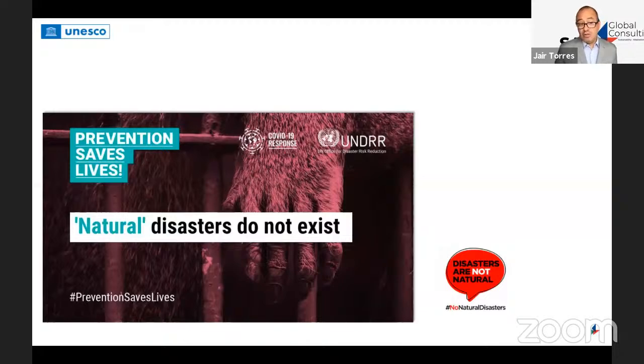In that module also, we're going to reinforce the fact that I was mentioning at the beginning, that disasters are not natural. Disasters are social constructions. And this is very important because when we understand this concept, it's easier for us to plan, to understand that we can really reduce risk, that we can really prevent, that we can really mitigate, and that disasters do not happen just like that.